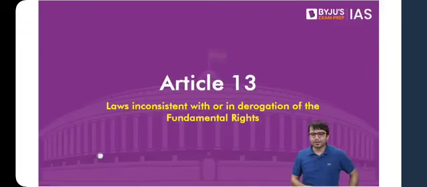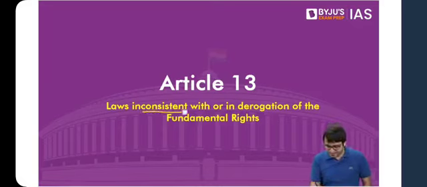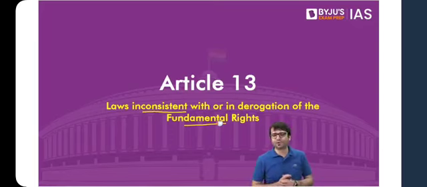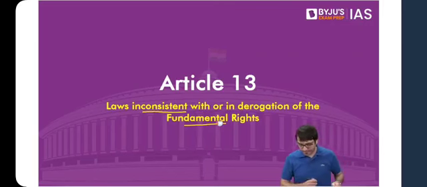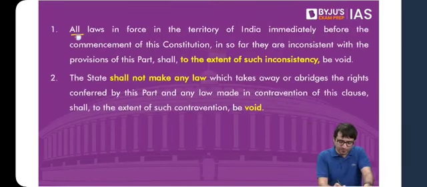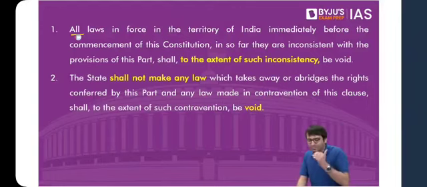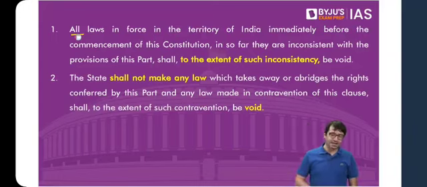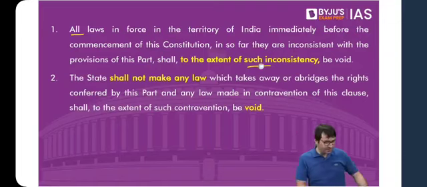Okay. Now let's look at Article 13 of the Constitution. Laws inconsistent with or in derogation of the fundamental rights. There are 4 clauses under Article 13. Clause 1, 2, 3, 4. We'll discuss all the clauses, but you don't have to remember it clause by clause. Just understand the concept. What is Article 13? Article 13, Clause 1. All laws in force in the territory of India immediately before the commencement of the Constitution, insofar as they are inconsistent with the provisions of this part, shall, to the extent of such inconsistency, be void. What does that mean? I'll give you an example.